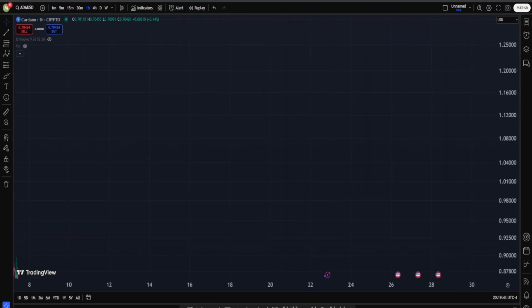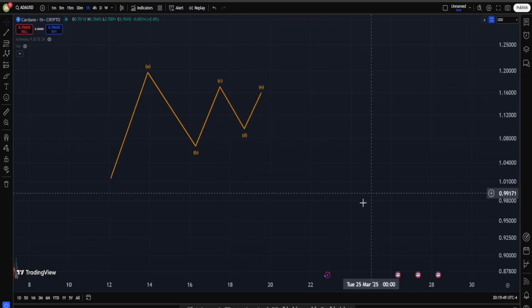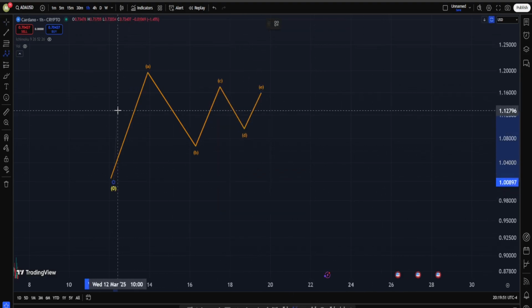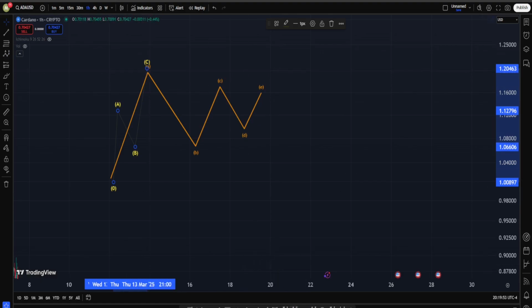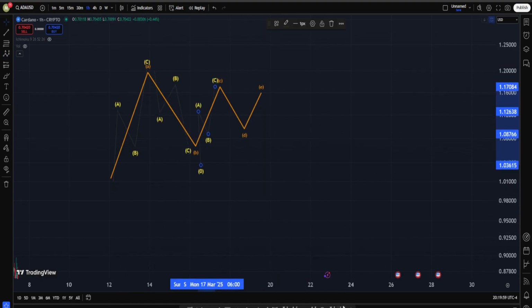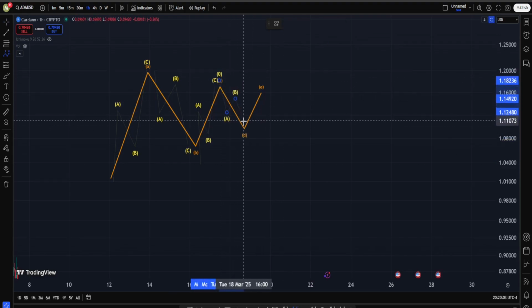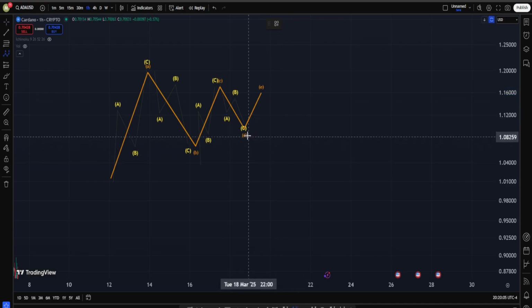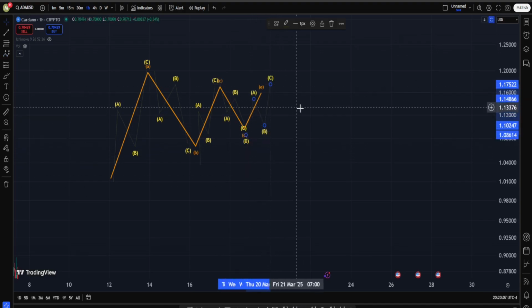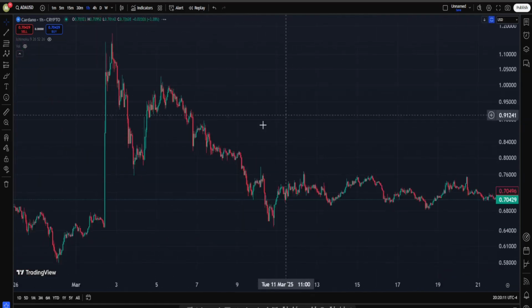Now let's go around here. In a triangle structure A, B, C, D, E, we must be able to find ABCs for the subwaves in every single wave of our triangle. ABC down into B, ABC into C, ABC down into D, and this is our final ABC zigzag on the upside into our E leg. Now let's go on the live chart and see can we identify the proper subwaves or not.